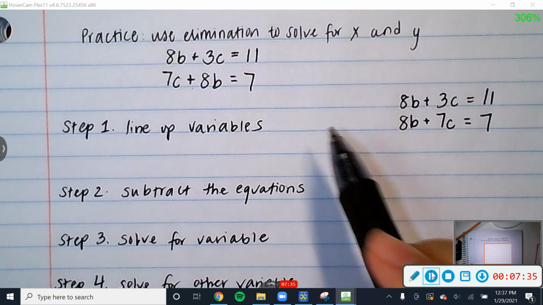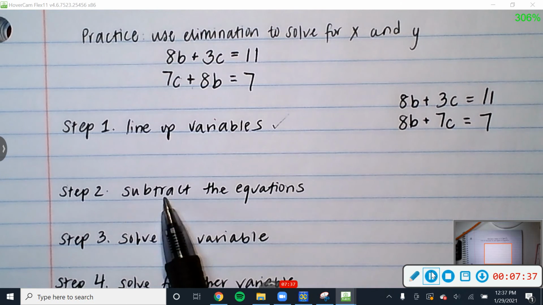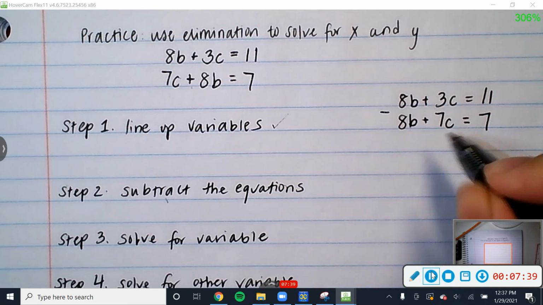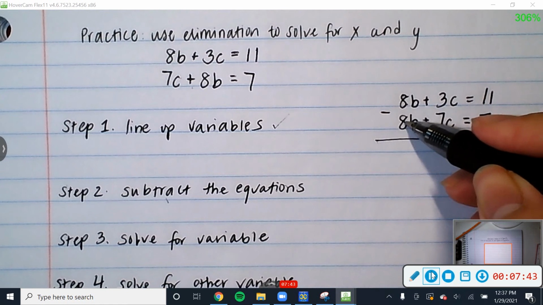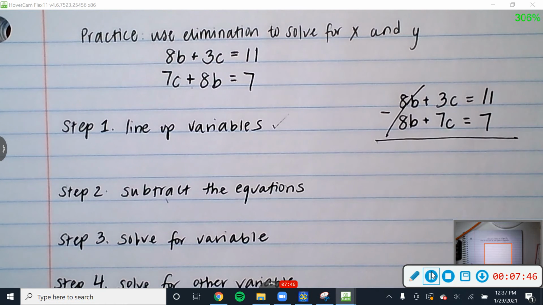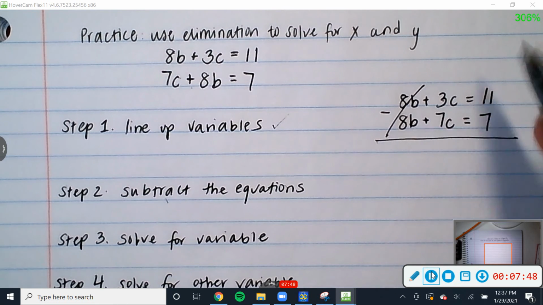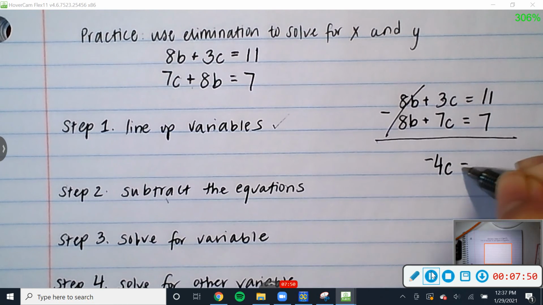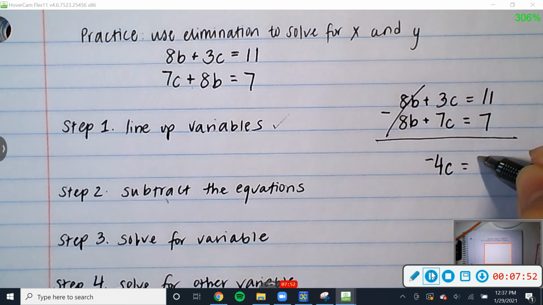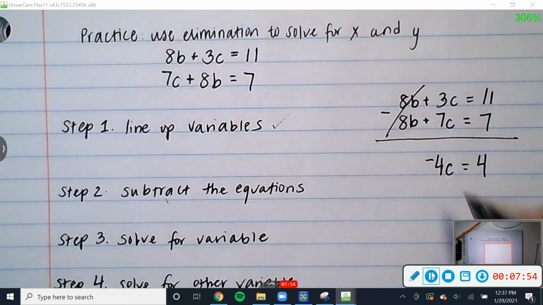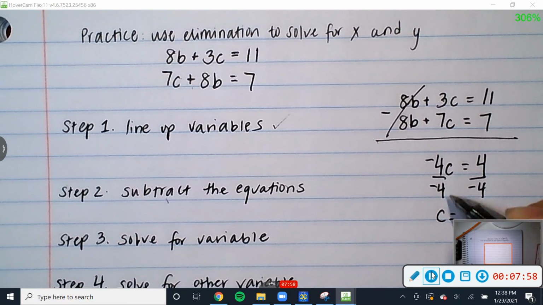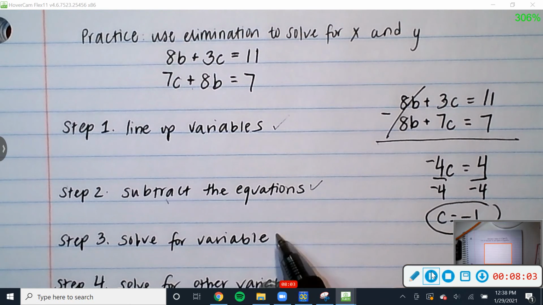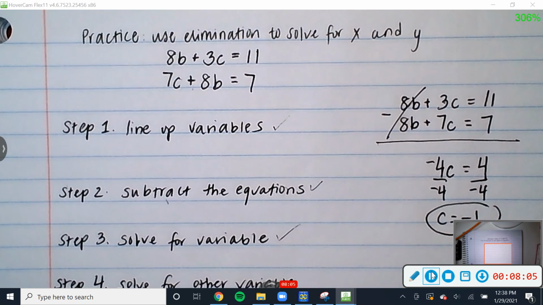Once I have done step 1, the variables are lined up, I'm now going to subtract the equations. So I'm going to subtract these two. 8 minus 8 is 0, so those cancel out. 3 minus 7 is -4c, and 11 minus 7 is 4. Now I just divide by -4 on both sides, and I get -1 for c. So I've subtracted it, and I've also solved for the variable c.